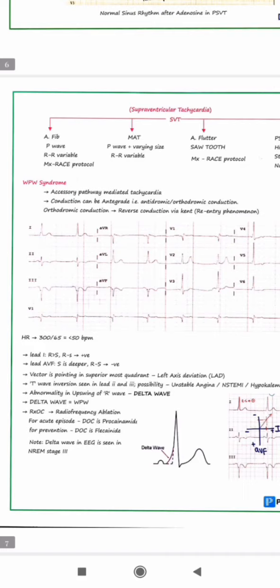Now we're going to study supraventricular tachycardia, which is seen in four conditions: atrial fibrillation and MAT, atrial flutter and PSVT.